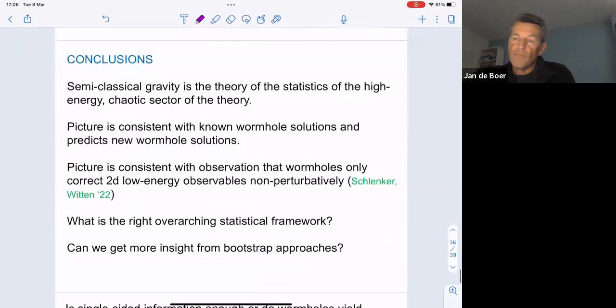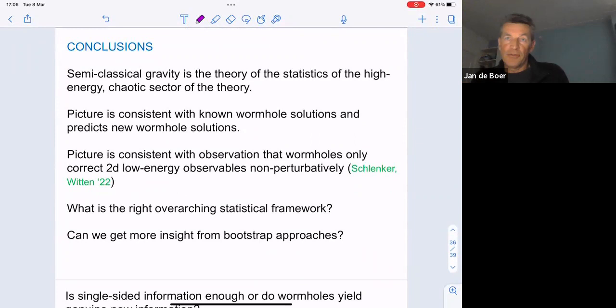Let me conclude. So I hoped to try to explain to you that semi-classical gravity is the theory of the statistics of the high energy chaotic sector of the theory. And that this picture is consistent with all known wormhole solutions that we know, and it also predicts a few new wormhole solutions that we're trying to find. It is also completely consistent, for example, with some observations in the recent paper by Schlenker and Witten, that wormholes only correct low energy observables non-perturbatively.